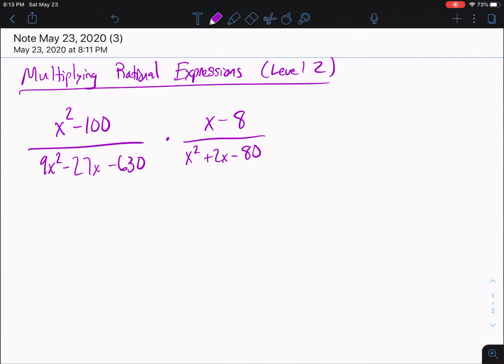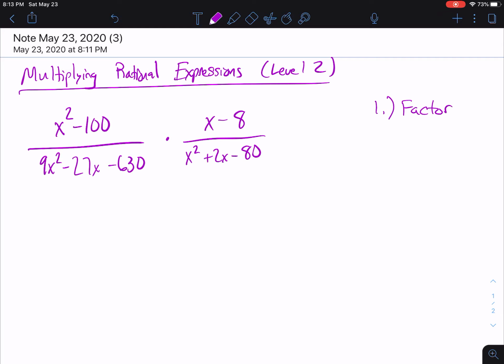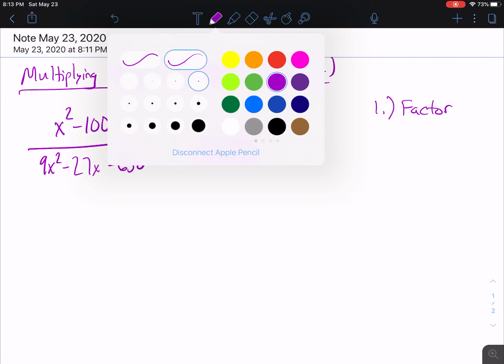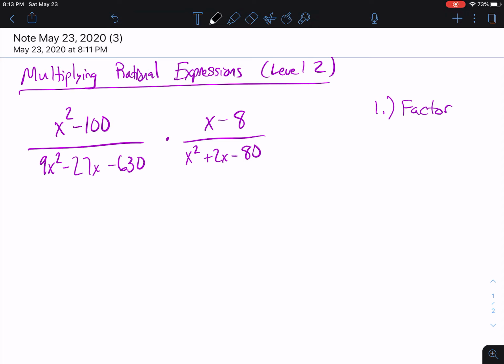Okay, so the first step, if you recall, was to factor everything. So that's what we're going to do. We're going to start with the top left. X squared minus 100 is just difference of two squares. So we're going to get x minus 10, x plus 10.